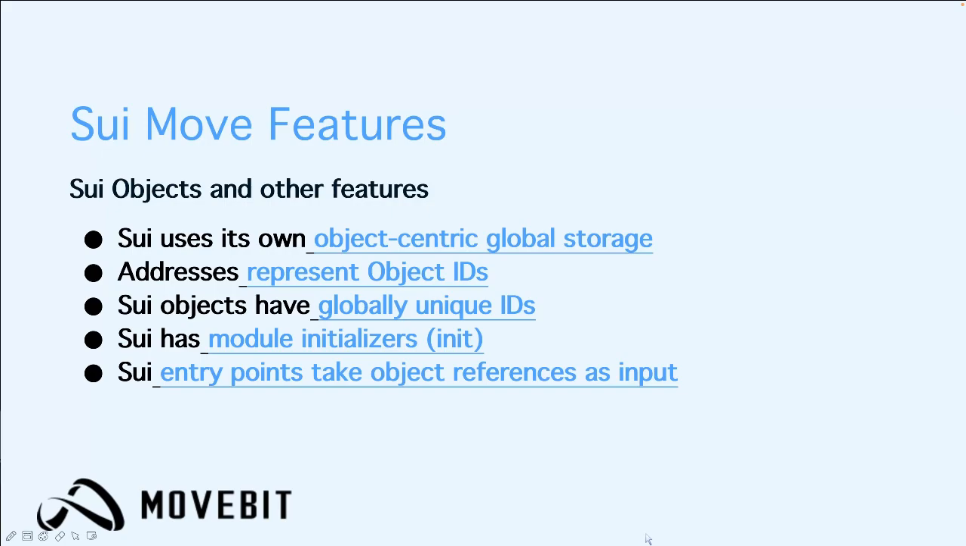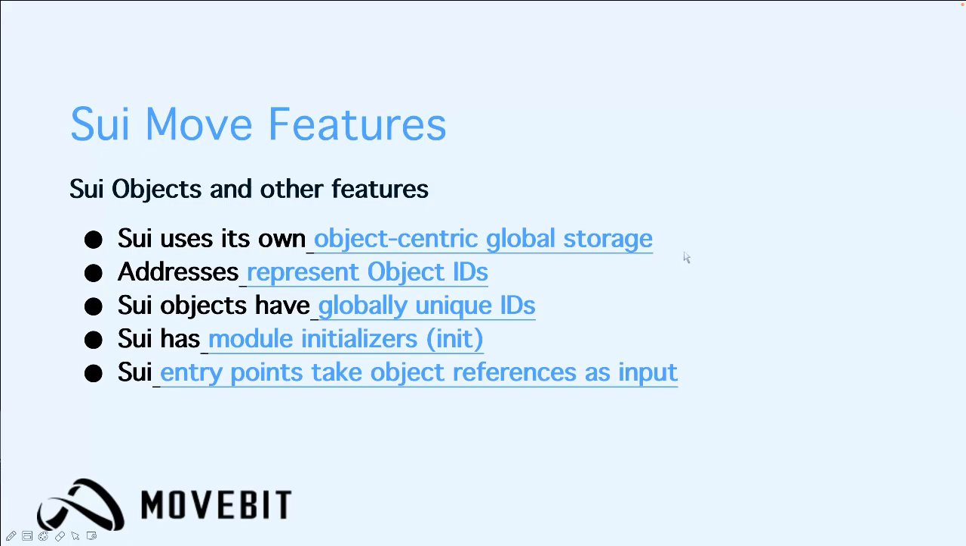Sui has several important features. Let's walk through them one by one. So, as you know, Sui uses its own object-centric global storage. In core Move, global storage is part of the programming model and can be accessed through special operations. But on-chain storage is expensive and limited. Current blockchains cannot scale to handle storage-heavy applications such as marketplace and social applications.